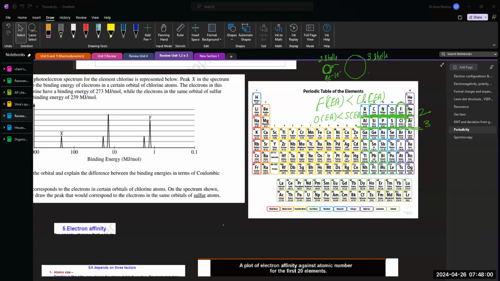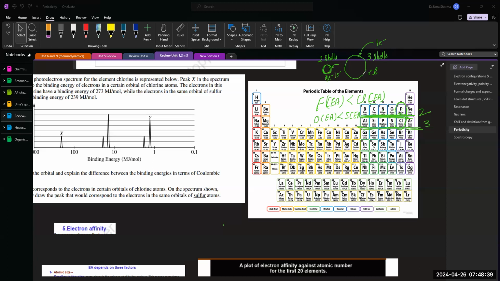But it will be lesser than chlorine because the room is so small. Size is too small. Adding one extra electron will cause more inter-electron repulsion as compared to chlorine. Chlorine already has 17. What's the atomic number of chlorine? 17, right? It already has 17 electrons. You add one more electron, but still inter-electron repulsion is there, but not so high as compared to fluorine.